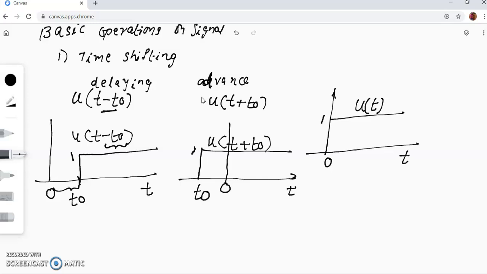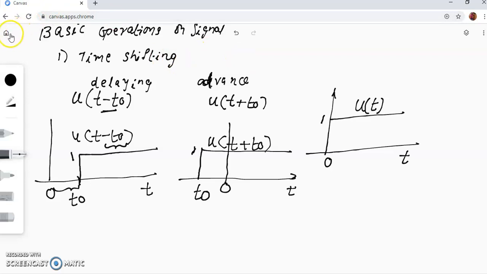So this is the first basic operation on the signal, that means time shifting. You should understand that in time shifting there is no change in the amplitude of the signal, only a change in the starting time of the signal. That means either the signal starts after a delay or the signal starts before time. That is all about time shifting.